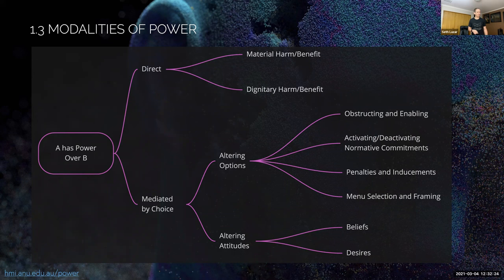Okay. The last one in this section is menu selection and framing. Obviously, there's a certain amount of similarity between this and obstructing and enabling, but it is different. This is where nudge economics fits, like behavioral economics, where it's not necessarily a matter of making the option objectively easier or harder. It's how you present them to the person who's making the decision, the order in which you present them, what gets on the agenda and what doesn't.